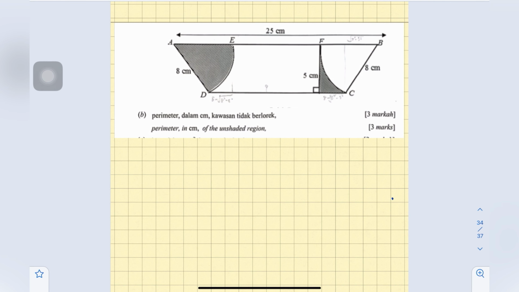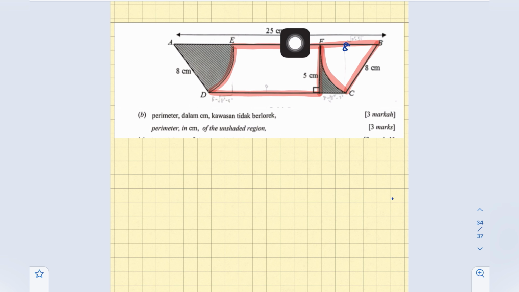(b) Calculate the perimeter in centimetres of the unshaded region. The unshaded region is this one, and this. We are going to label all the lengths based on the information given. This one, the radius is 8. So this length is 25 minus 8 minus 8, which is 9. The length of the arc is 5.402, and this one is the same, 5.402. The issue is to find the length of D.